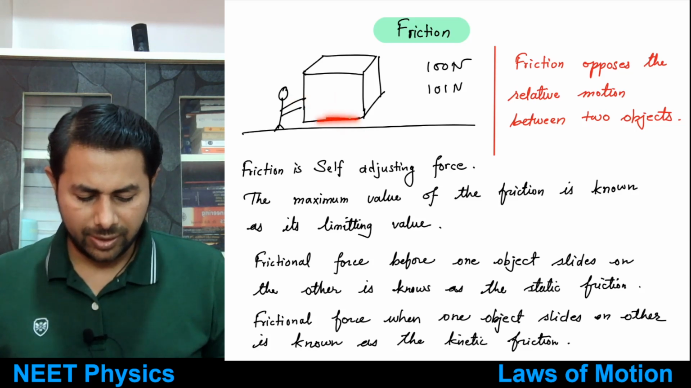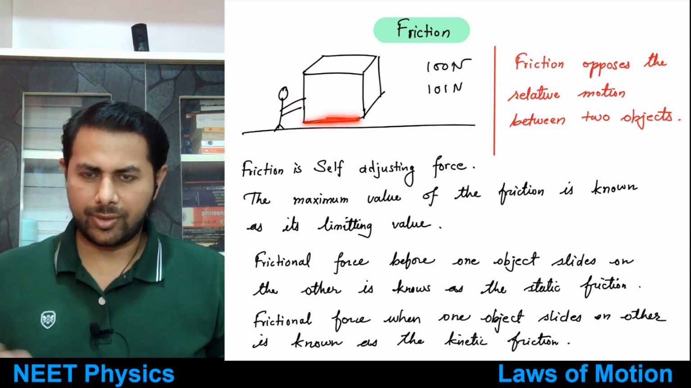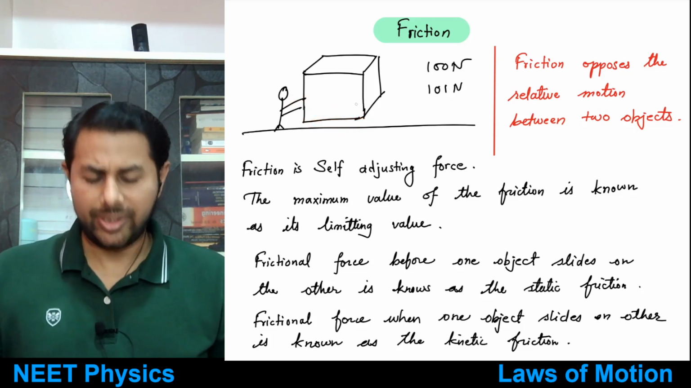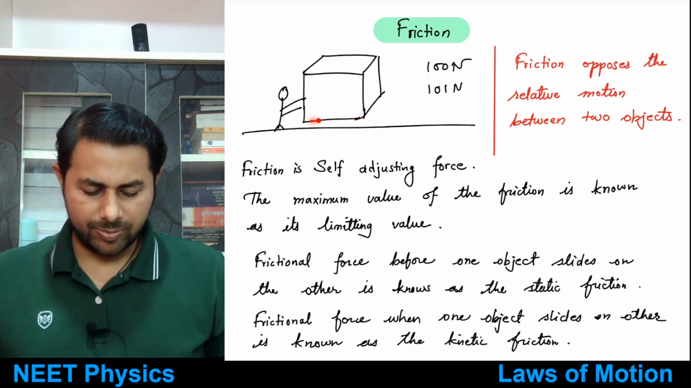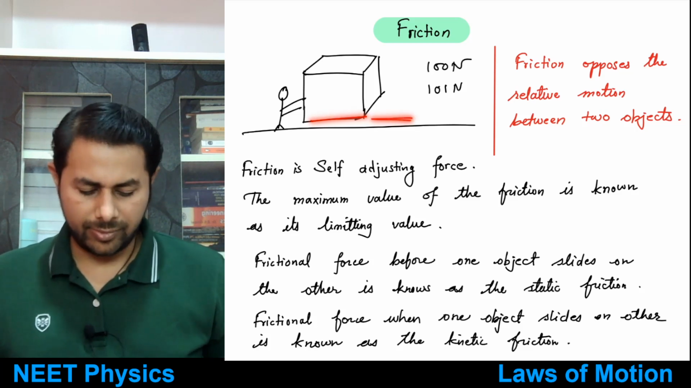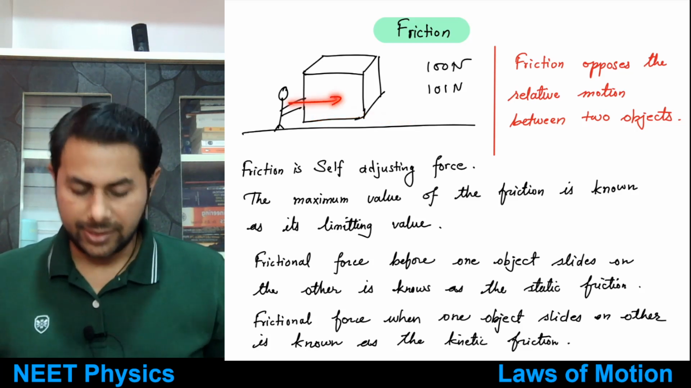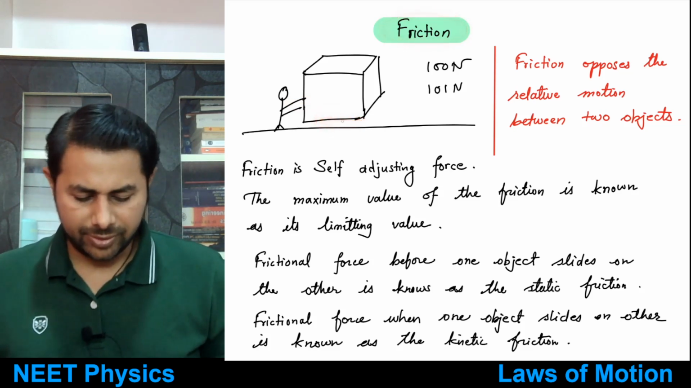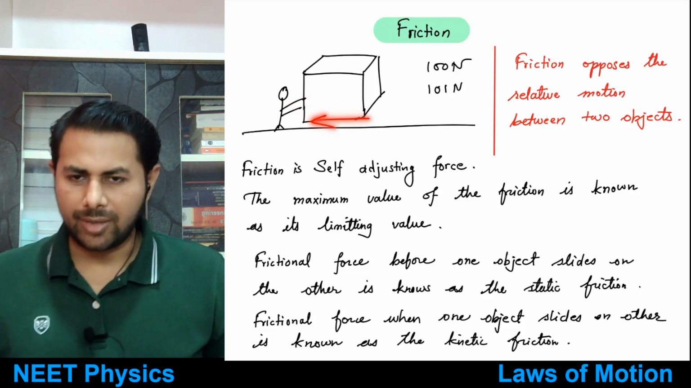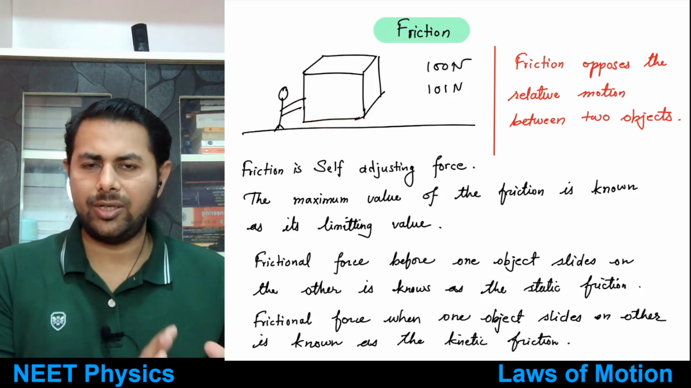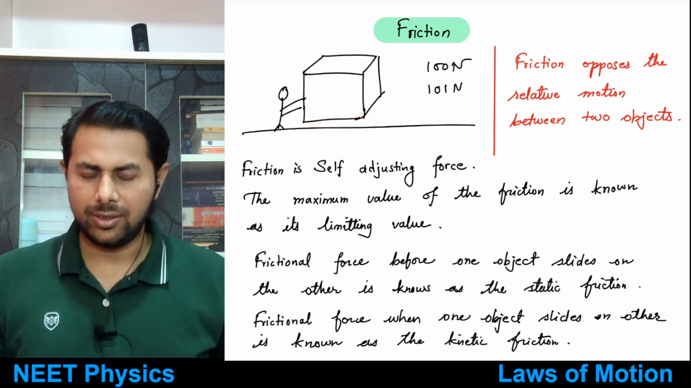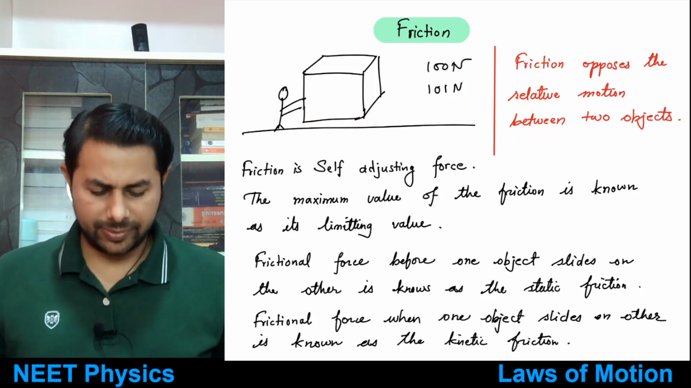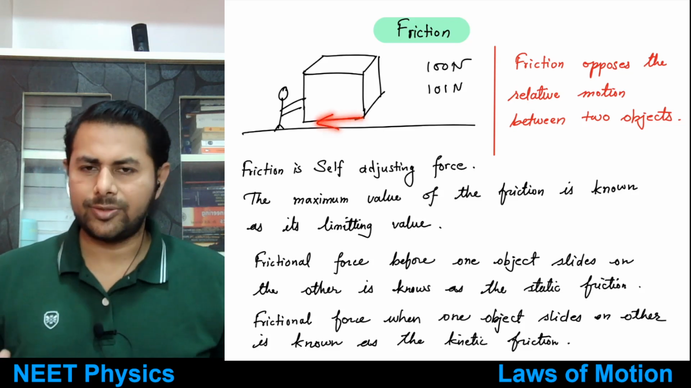There is a force between this body and the floor. It can be anything. In this example it is a cupboard, but it can be anything, so this block, let's say, and the floor. You are exerting a force in this direction, but another force, which we call the frictional force, opposes the sliding motion between the two bodies. Friction opposes the relative motion between two objects, two bodies. So it will act in the opposite direction.